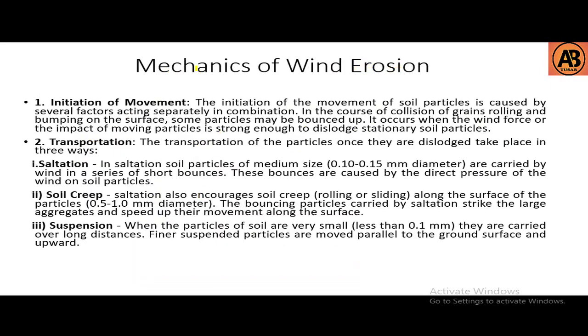Then mechanics of wind erosion. Here are the main 3 steps of mechanics of wind erosion. First one is initiation of movement, second one is transportation, and third one is deposition. And then first one is initiation of movement. The initiation of movement of soil particles is caused by several factors acting separately or in combination.